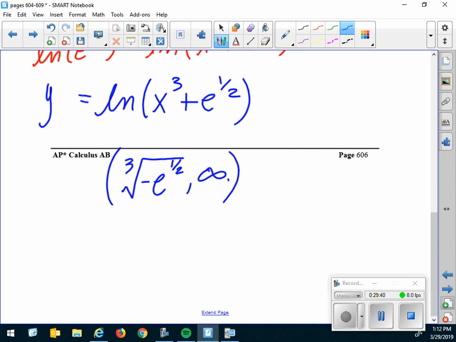And it asks for the range. If you graph natural log, just regular old natural log, it looks like this. What's the range? All real numbers. Yeah, range is all real numbers. That's it, isn't it? That's it.